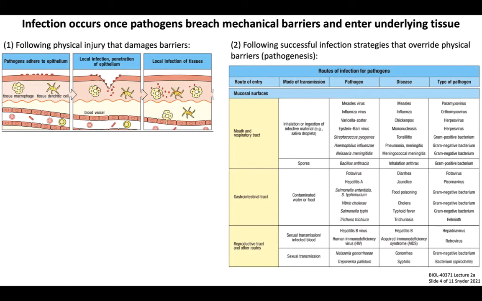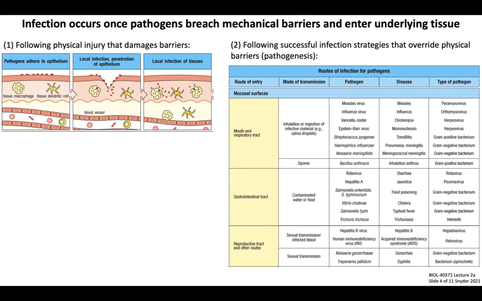Aside from damage to epithelial barriers, pathogens can also successfully establish infection by evolving molecular mechanisms that override physical barriers. And this establishment of successful infection is commonly referred to as the process of pathogenesis. This table on the textbook lists a variety of human pathogens that have evolved such pathogenesis mechanisms in order to successfully colonize the host upon their introduction to mucosal surfaces. And this can be done through the inhalation of droplets into the respiratory tract or consumption of contaminated food or water, which brings pathogens into the gastrointestinal tract.